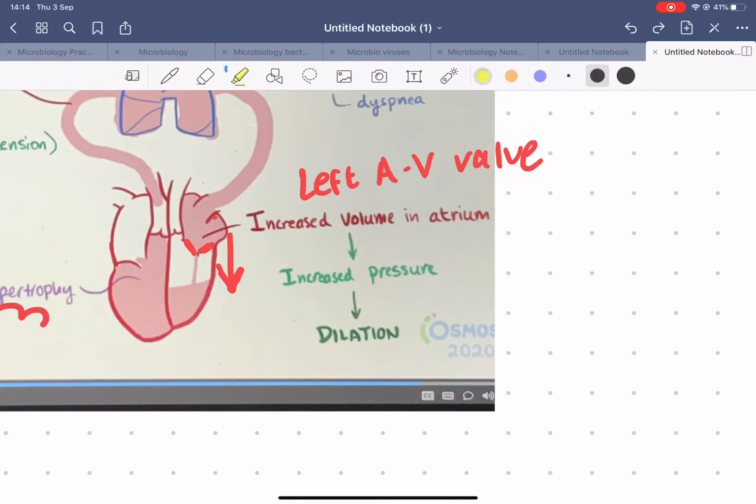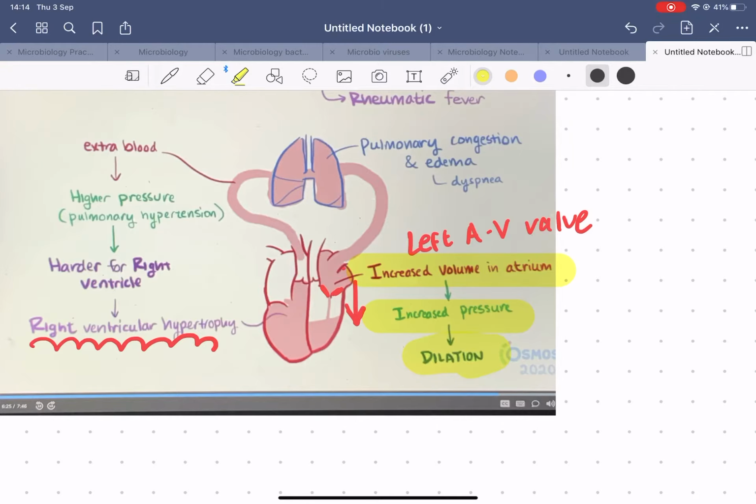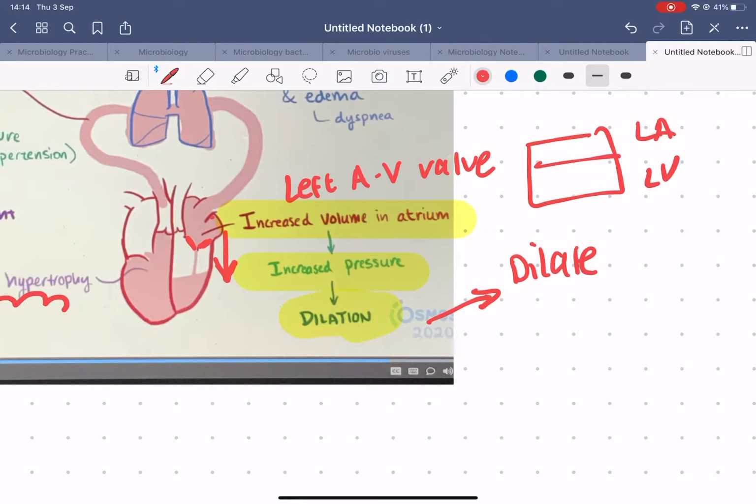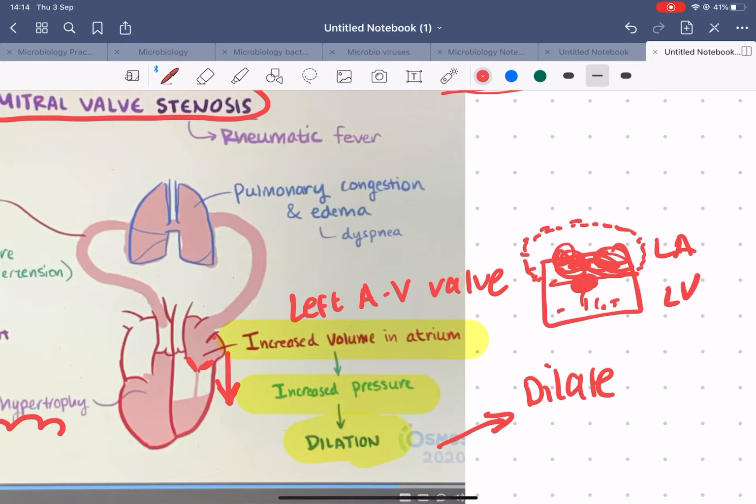So when there is an increased volume of blood in the atrium, this will lead to increased pressure. And if there's increased pressure, eventually there will be dilatation of the left atrium. Dilation of the left atrium, what does that actually mean? Well, if these are the two compartments, this is the atrium and this is the ventricle. Because of an issue with this valve, not as much blood is able to seep into the left ventricle. That means more and more blood is filling up the left atrium. If it's filling up more and more, this atrium will eventually have to expand to cope with that increased amount of blood.